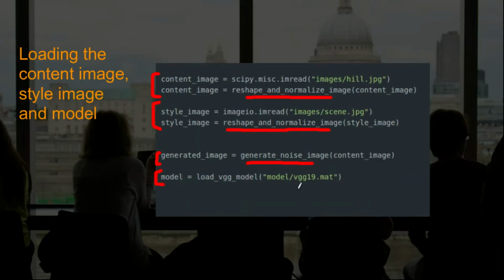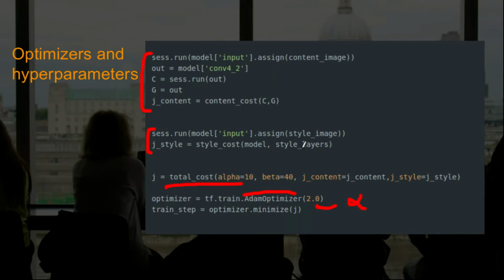We are going to use the fourth convolutional layer to compute the content cost. So first of all, we are going to assign the content image to the input of the VGG19 model. Then we are going to set C to be the tensor giving the hidden layer activation of the fourth convolutional layer. Then we are going to set G to be the tensor giving the hidden layer activation for the same layer, and then we are going to compute the content cost using C and G.